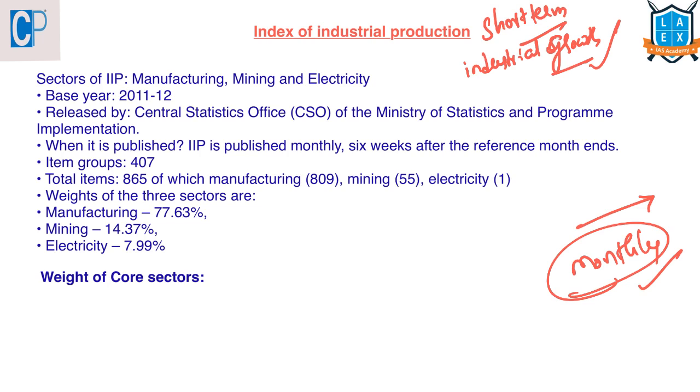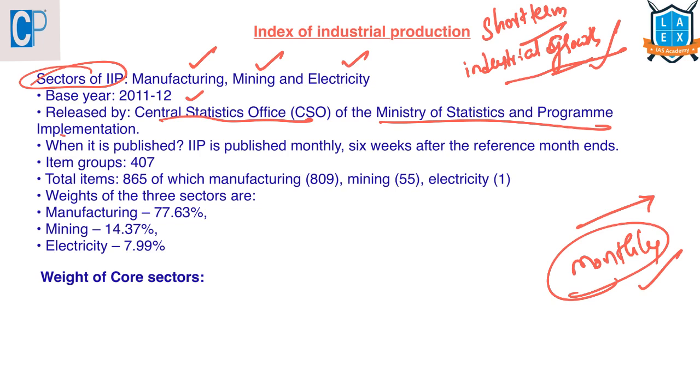Then what are the sectors? I have said that it will help us to understand the growth of various sectors in the Indian economy. What are those sectors? Manufacturing, mining and electricity sectors. And based on which year will the index be calculated? It is 2011-12, and it will be released by the Central Statistics Office of the Ministry of Statistics and Programme Implementation. It is published monthly, 6 weeks after the reference month ends.